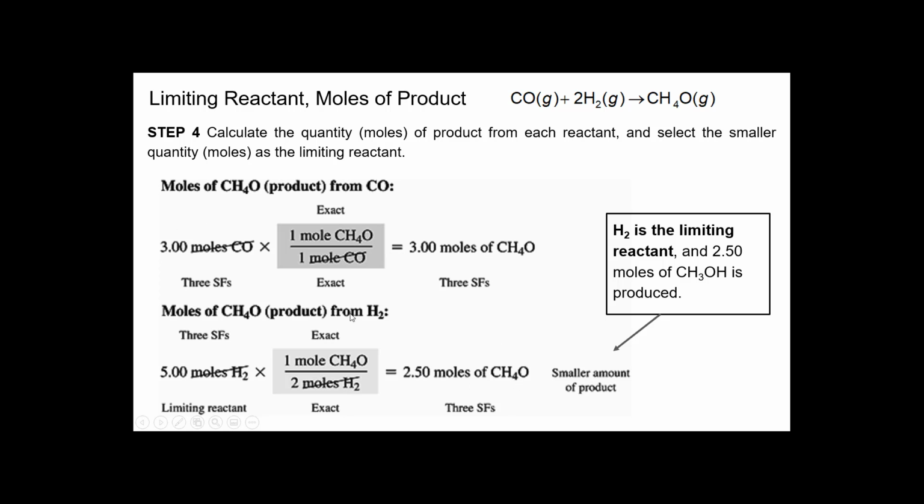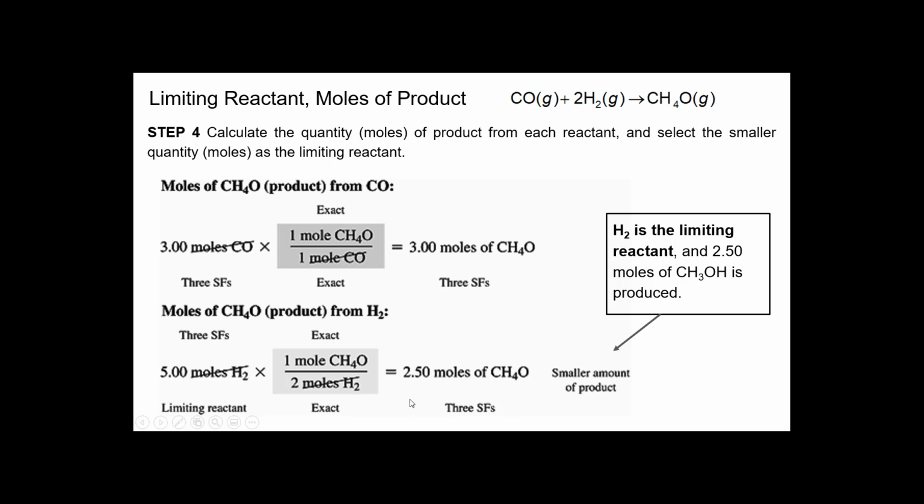So you have to do these steps. They never change for limiting reactants. You're given the amount of both reactants. You have to separately determine what is produced of whatever product is given to you. And then the smaller amount is the limiting reactant. It's the one that will run out first, leaving the other one as excess.